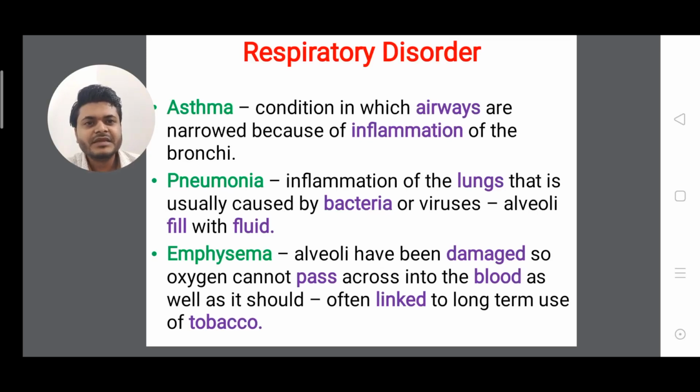Next, pneumonia. What is pneumonia? Inflammation of the lungs that is usually caused by bacteria or virus. Alveoli are filled with fluid. And third I have stated emphysema. Alveoli have been damaged, so oxygen cannot pass across into the blood as well as it should, often linked to long-term use of tobacco. So in emphysema, the alveoli are damaged. In pneumonia, there is inflammation of lungs due to bacteria and virus. And in asthma, inflammation of the bronchi.